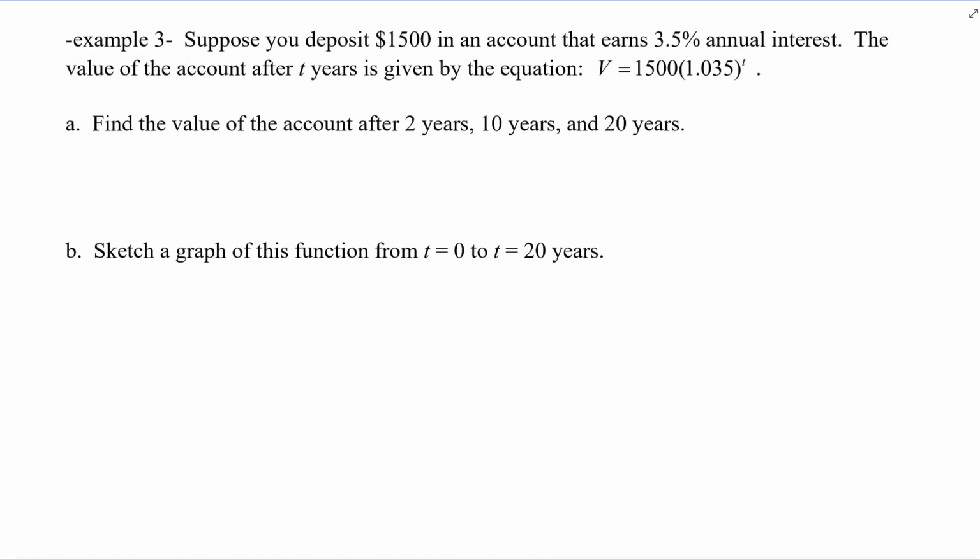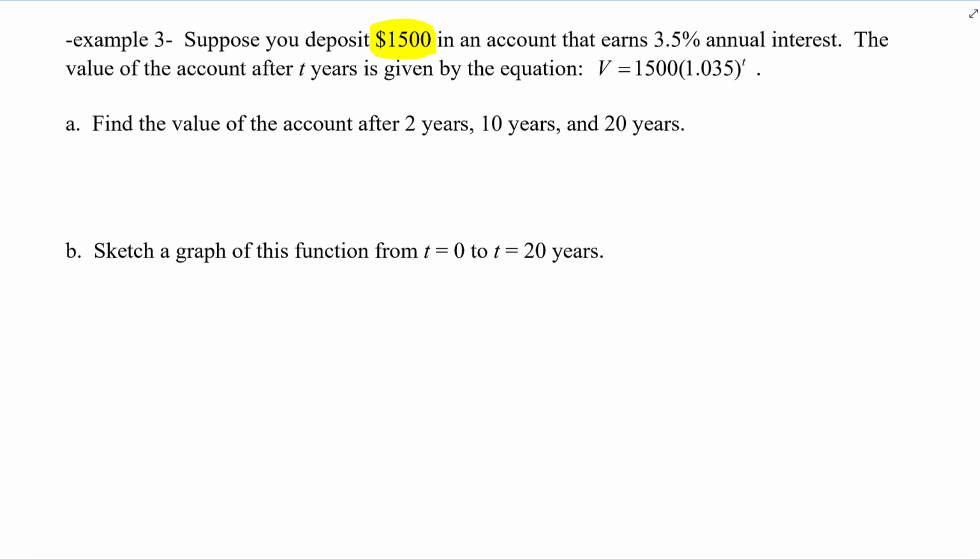Example 3. Suppose you deposit $1,500 in an account that earns 3.5% annual interest. The value of the account after t years is given by the equation v equals 1,500 times 1.035 raised to the t power.